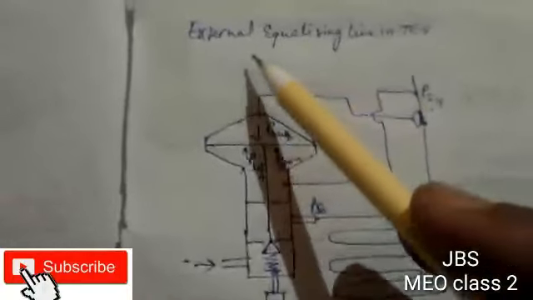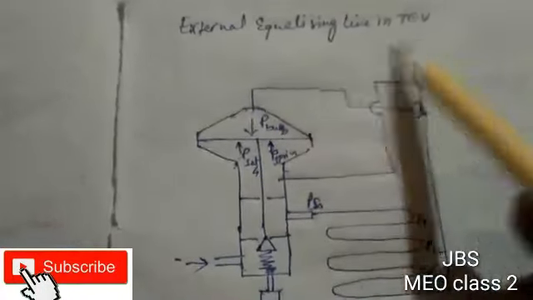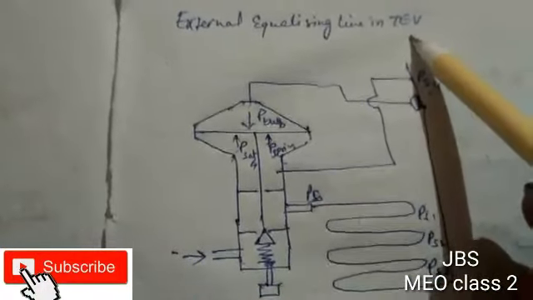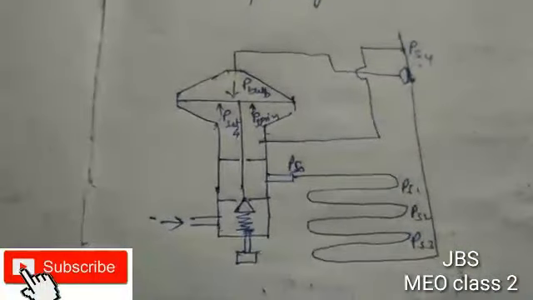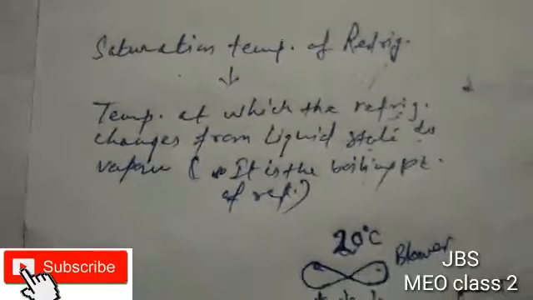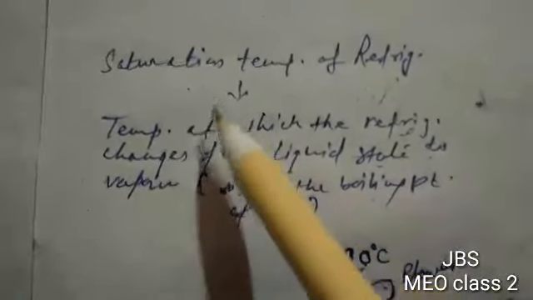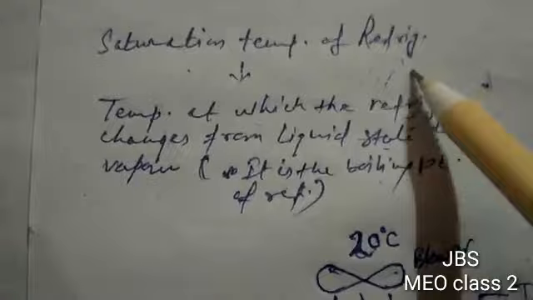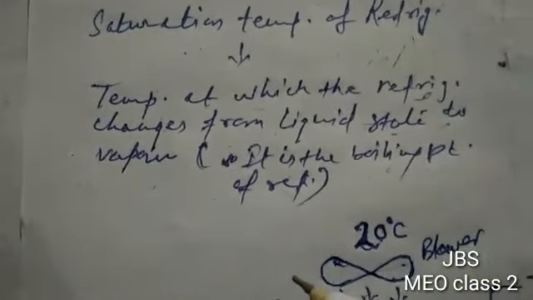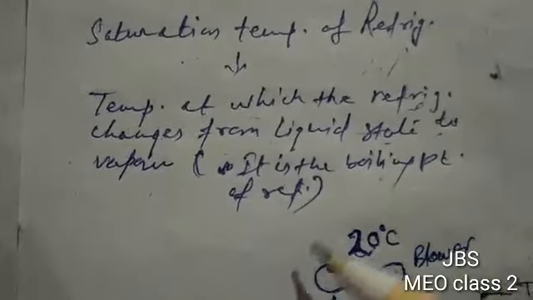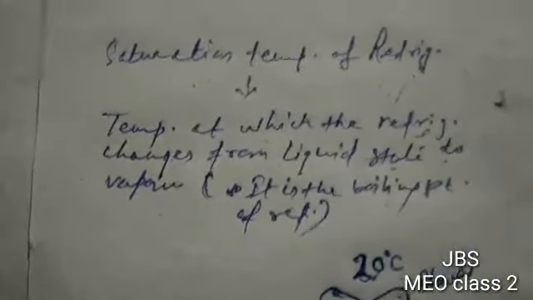So friends, today we will be studying about this external equalizing line in thermostatic expansion valve. Now first we should know what is the saturation temperature of a refrigerant. The saturation temperature is the temperature at which the refrigerant changes from liquid state to vapor. It is the boiling point of refrigerant.